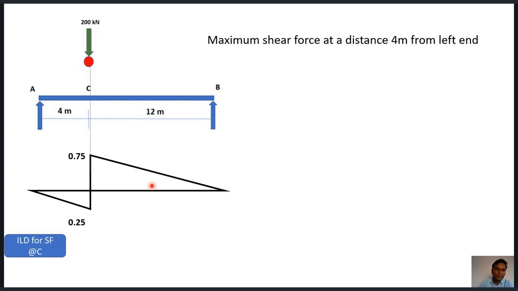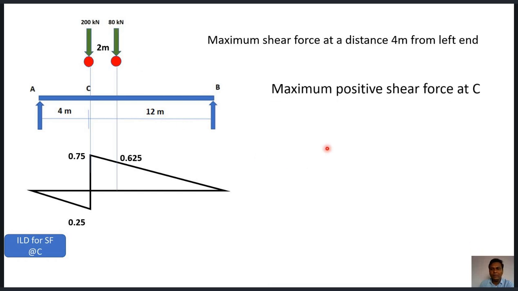Now to get the maximum shear force at point C, we have to place this 200 kilonewton and 80 kilonewton in this way. Here we have to divide this case again into two parts. First we'll find the maximum positive shear force at point C, and then we'll go for maximum negative shear force at point C. For maximum positive shear force at point C, we need to place our two loads over the positive region of this influence line diagram. This is the positive region, where you can see the maximum ordinate is 0.75.